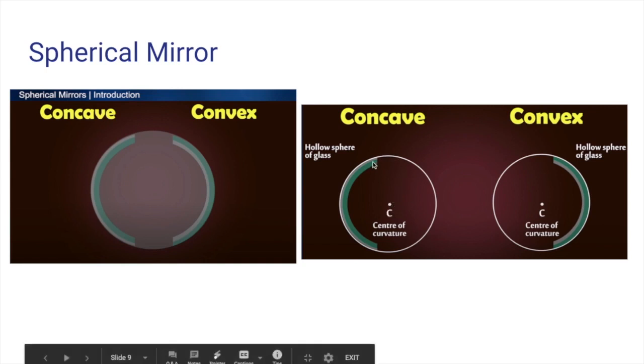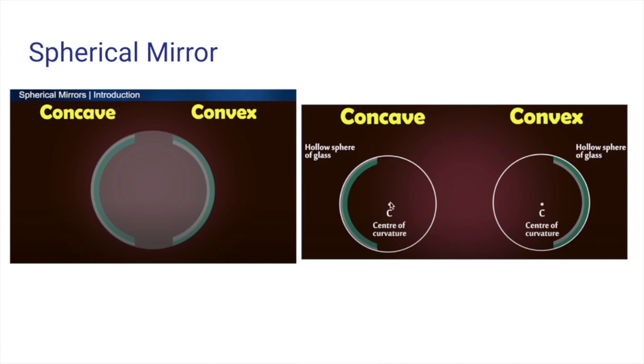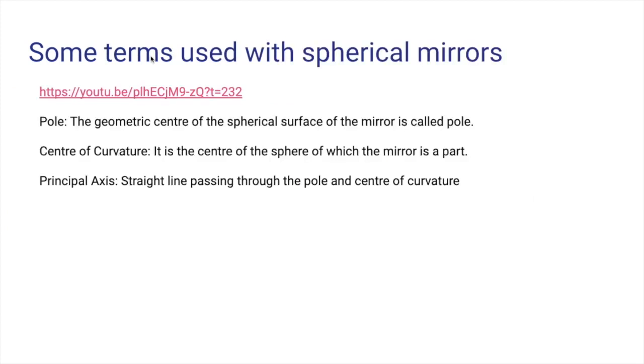This is the concave surface, and the center of the circle of which this surface was a part before is called the center of curvature. Here also we can see this is a convex surface and this is the center of curvature. This was also a part of the sphere, correct? Actually, to look at this in detail, let us look at a video.